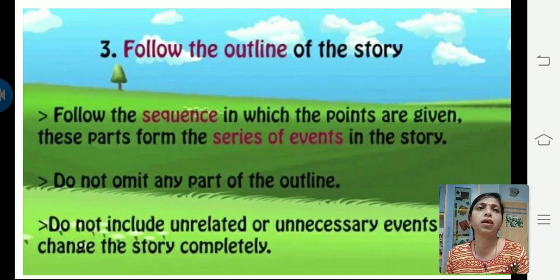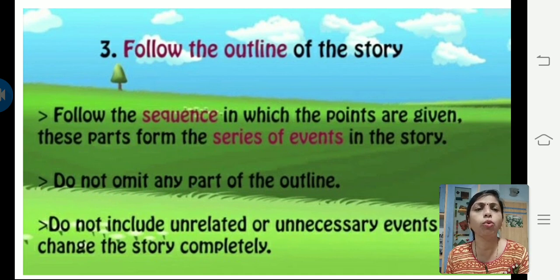The next thing, follow the outline of the story. That means sequence wise, whatever the outline is given, you should follow according to that. Follow the sequence in which the points are given. These parts form the series of events in the story. So you have to follow the sequence part by part given in the outline. Do not omit any part of the outline, because if you omit any part, some part of the story must be left out.